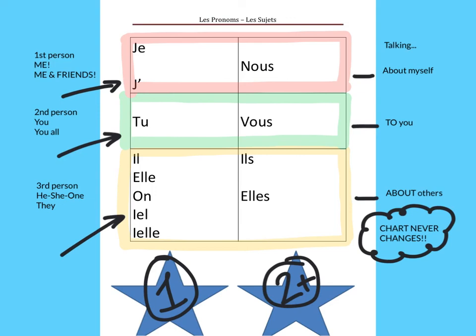So when we work with the chart, je, tu, il, elle, on, iel, iel, nous, vous, ils et elles.